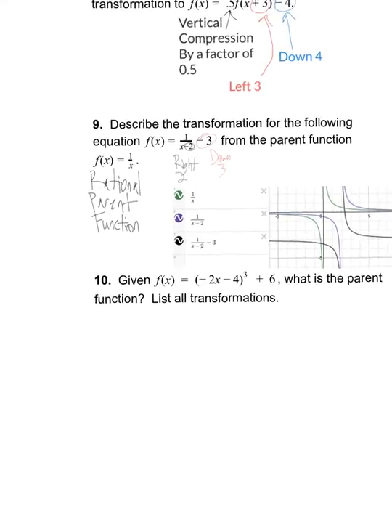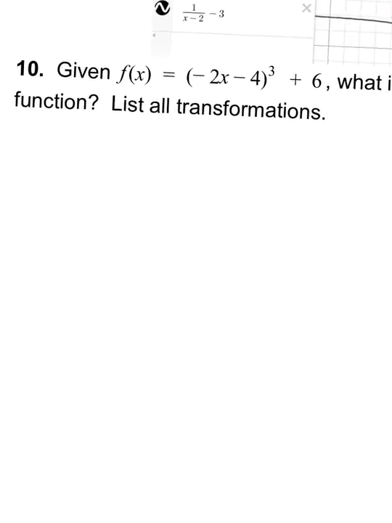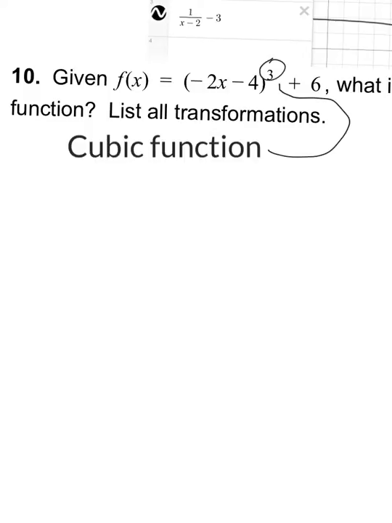It really, really helps. Number 10, what is the parent function if you are given negative 2x minus 4 raised to the third power and then plus 6? List all transformations. Okay, so anytime you see the power of 3, that makes it a cubic function. Remember, anytime you see power of 2, quadratic. Power of 3, cubic function. So what is the negative doing? It's in parentheses, so that is on the inside. So negative on the inside will make it reflect on the y-axis.